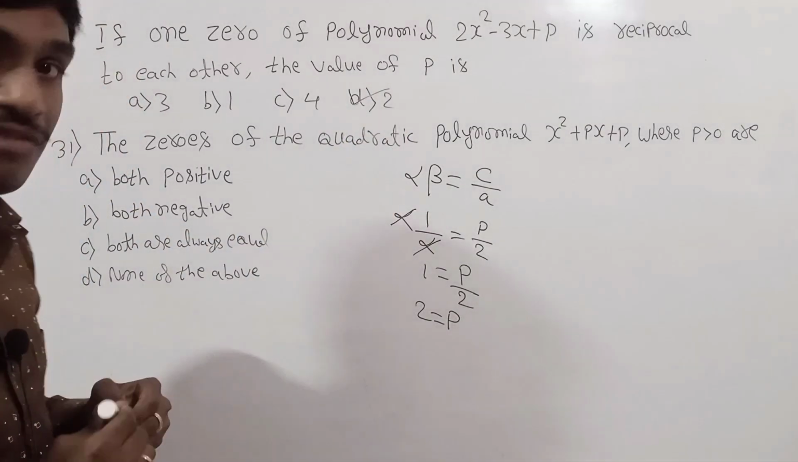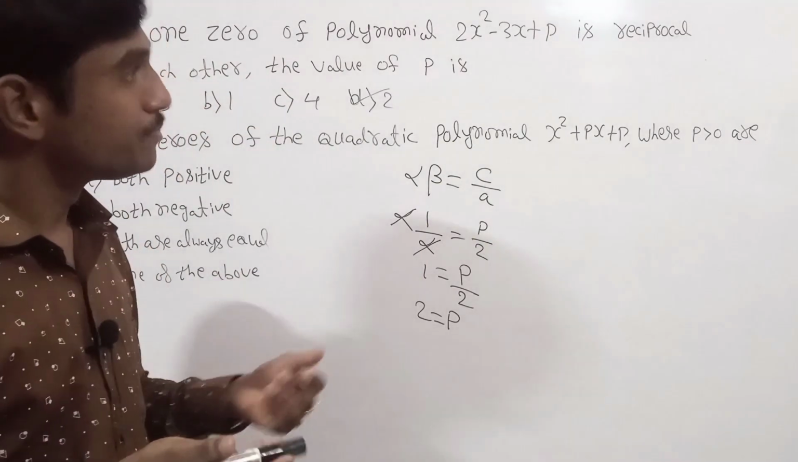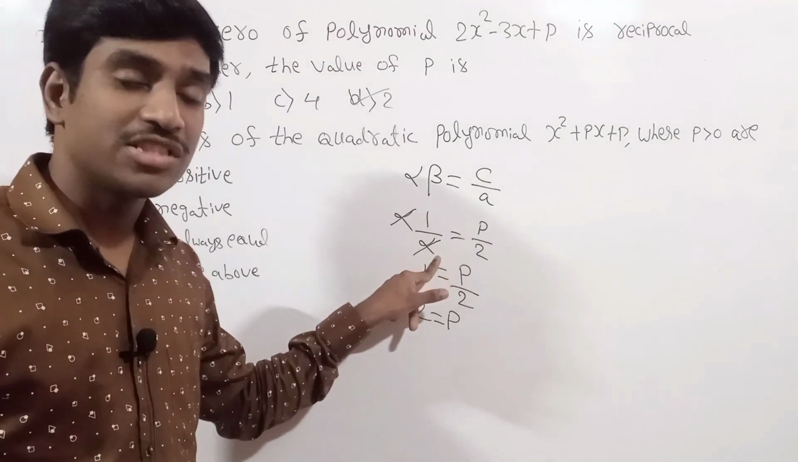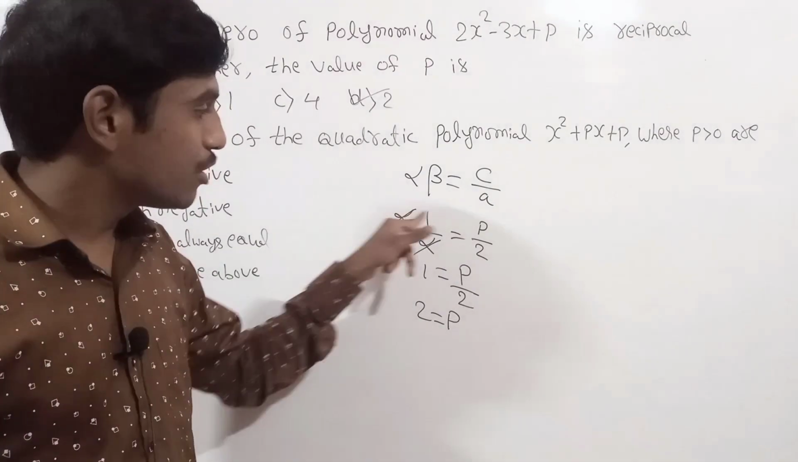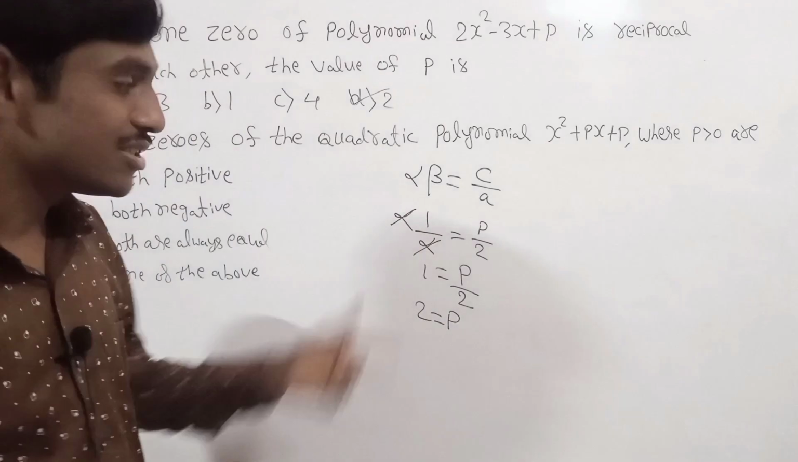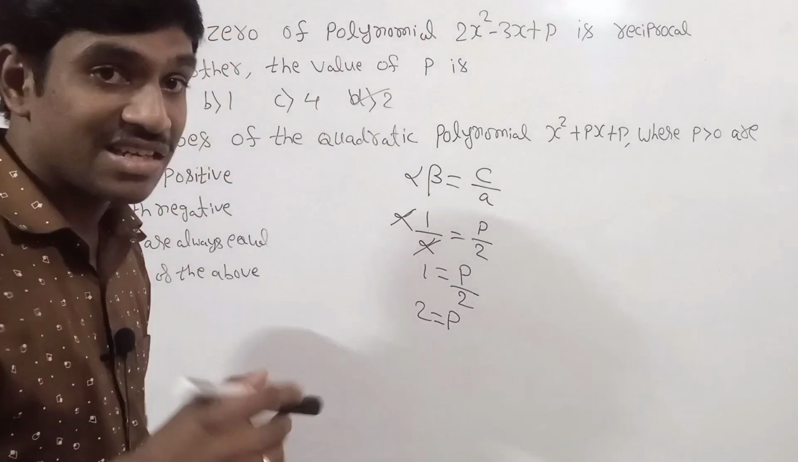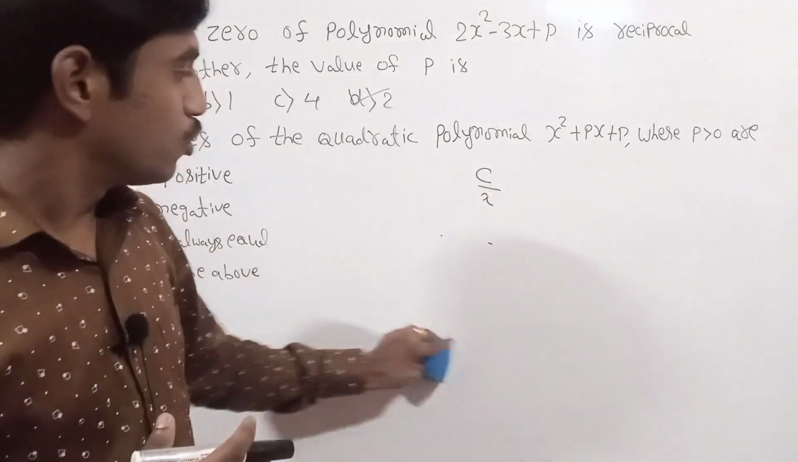So there will be questions like this with reciprocals. When you get a question like this, you just have to write this. Or sometimes they might say one zero is the reciprocal of the other, and they will give one zero also. They might give 2. So 2 as one zero means 2 into 1 by 2, and the answer will be 1 when it cancels, but you need to substitute and check. So in this way you need to answer when they give questions like this, where one zero is the reciprocal of the other. Now we'll go to the next question.